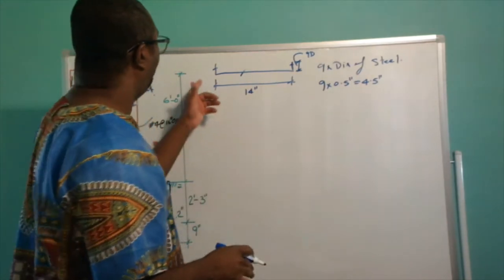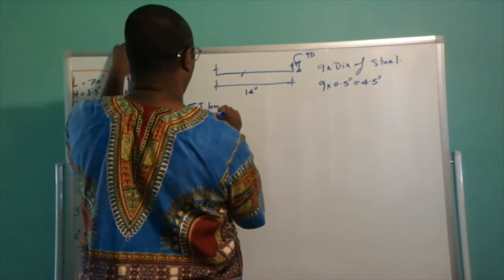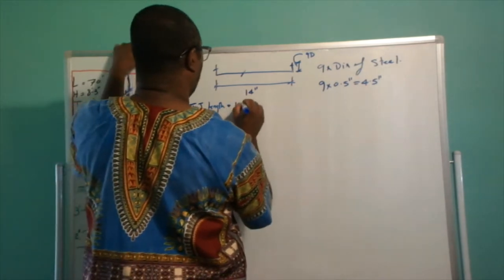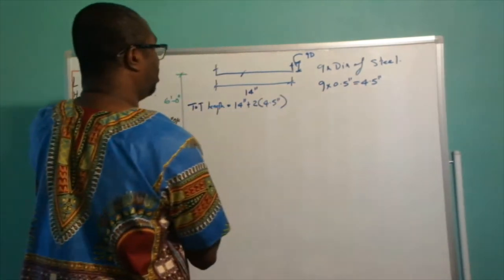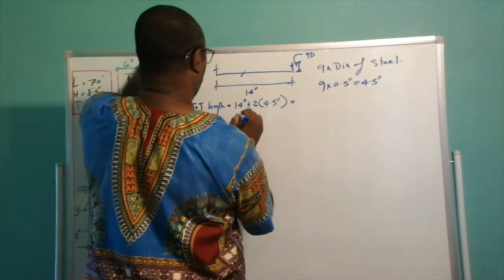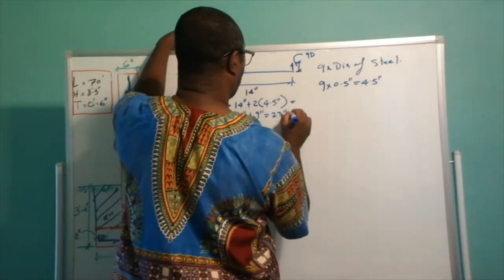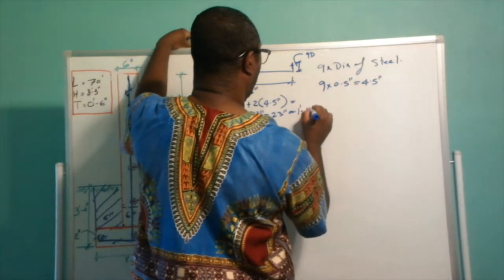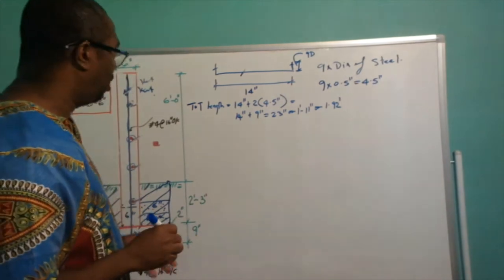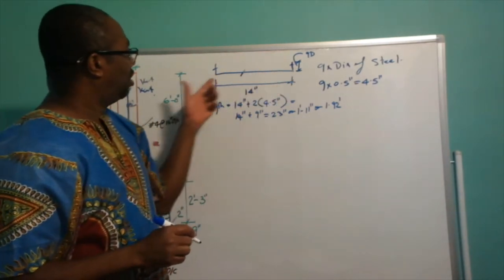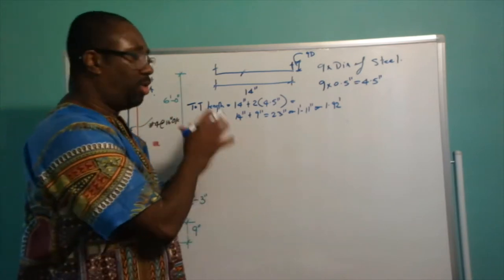So to obtain the total length of this bar, the total length is equal to 14 inches plus 4.5 inches, which on both sides is 14 inches plus 9 inches, and that works out to be 23 inches, or 1 foot 11 inches, or 1.92 feet. So the total length of this rebar is 1.92 feet, or 1 foot 11 inches, or 23 inches.